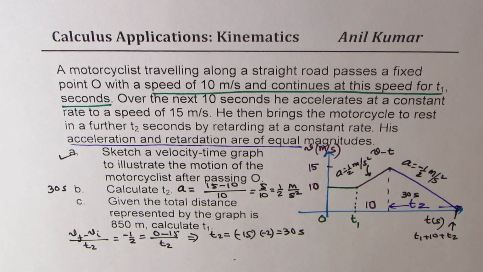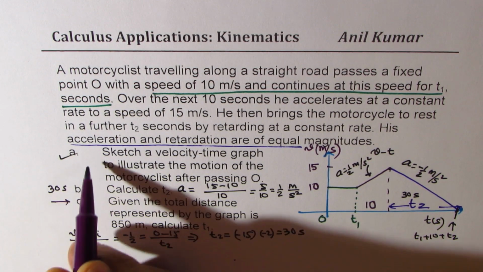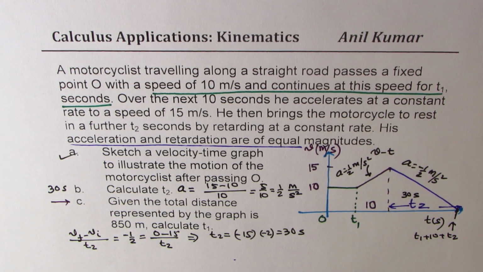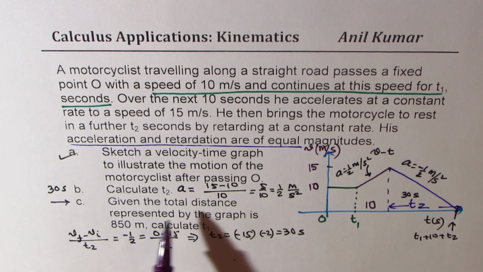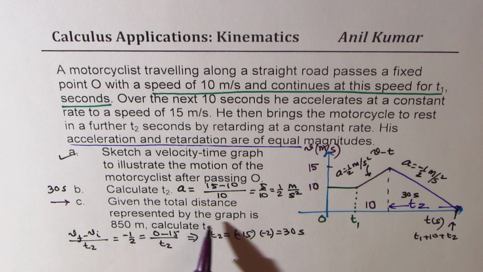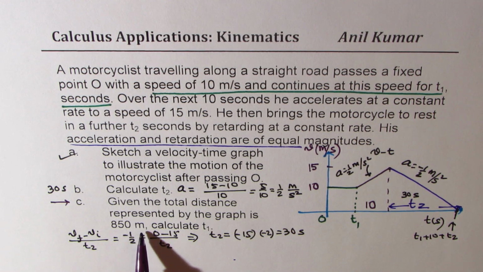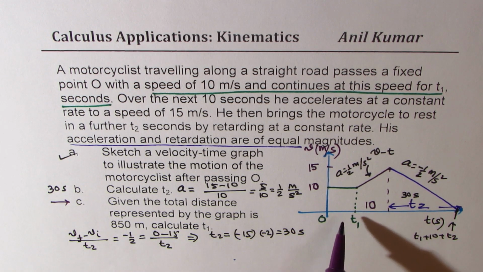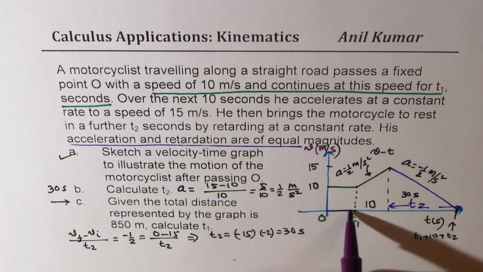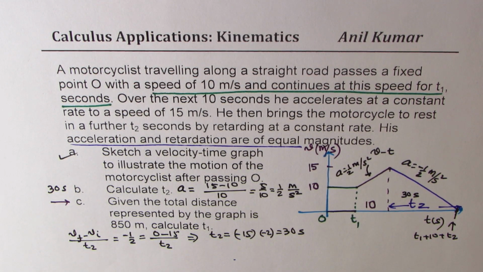Now let's try to figure out part C. So I hope up to now everything is absolutely clear, right? Given the total distance represented by the graph as 850 meters, calculate T1. So we need to find this time, T1. And we know total distance is 850. So how do we solve this?